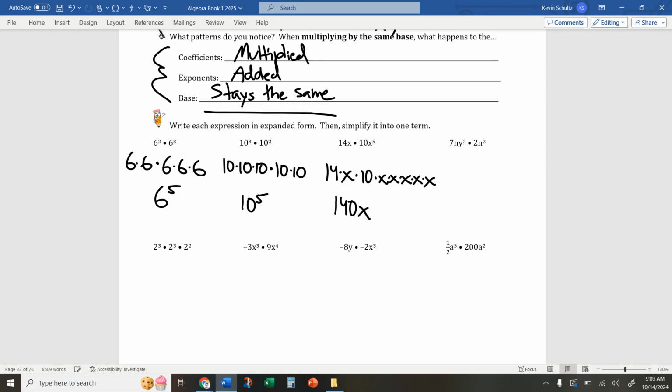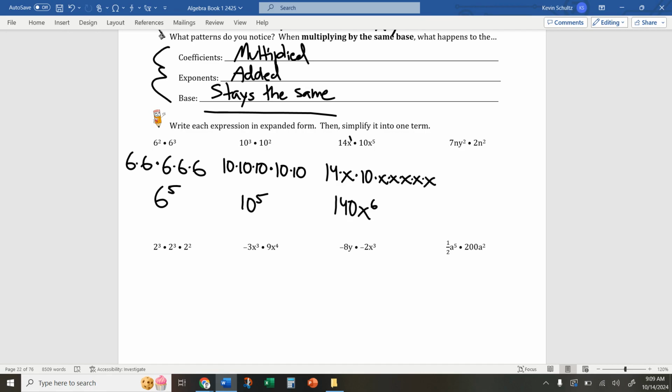140x to the 5th power. 140, not x to the 5th. How many x's do you see there? 6. It's easy to think 5 because it's like, oh, that's like nothing. That's like a 0. 0 plus 5 is 5, but it does have a 1. It's not written, but it is x to the 1st.